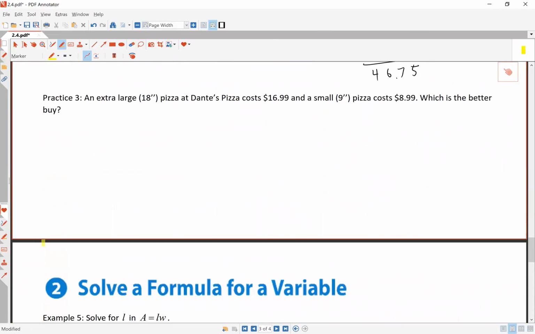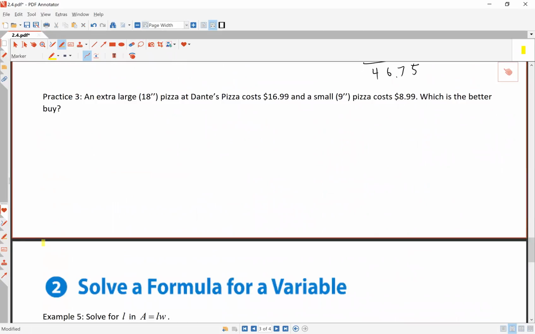The next one talks about pizzas. And this is a practice problem for you to try. I'd like to help you get started. When you have an extra large pizza, it's an 18-inch pizza, which means the diameter is 18 inches. And this one costs $16.99. And a small, which is a 9-inch pizza, half the diameter, costs $8.99.